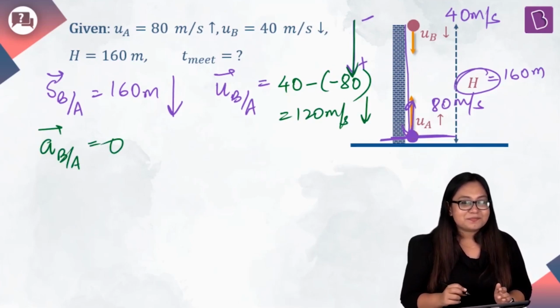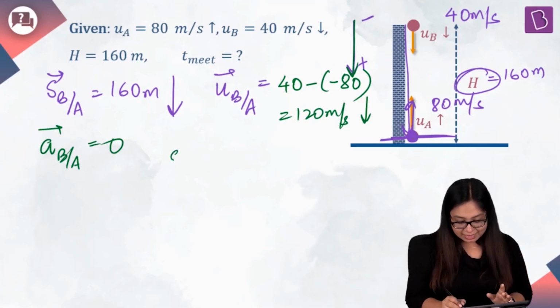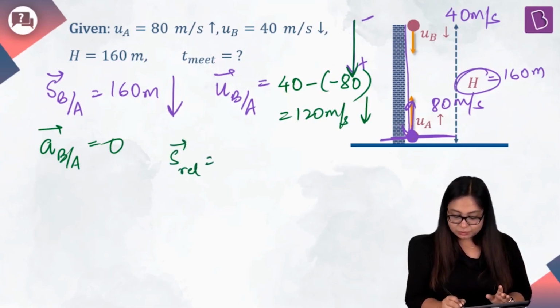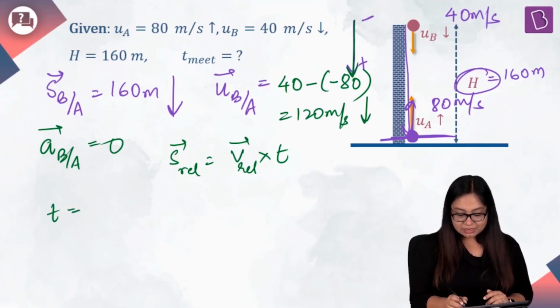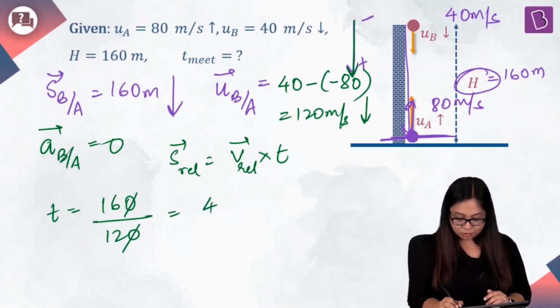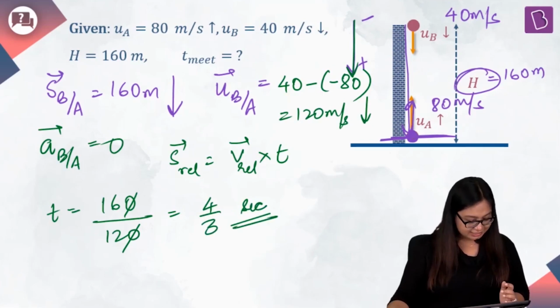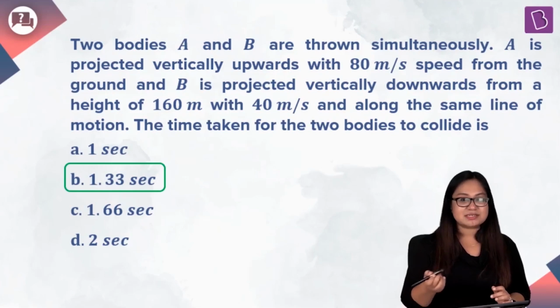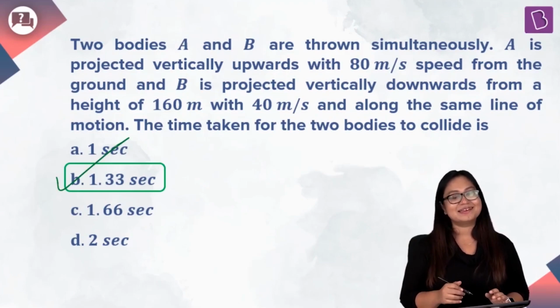What does it look like then? The relative motion is uniform. So S relative is equal to V relative into time. That's it. So time we have to find out. Time will be equal to relative displacement, which is 160 meters, divided by relative velocity, which is 120 meter per second. What do I get? I get 4 by 3 seconds. Let's go to the options. I can see 4 by 3 seconds, which is 1.33 seconds. Option number B is the correct answer.